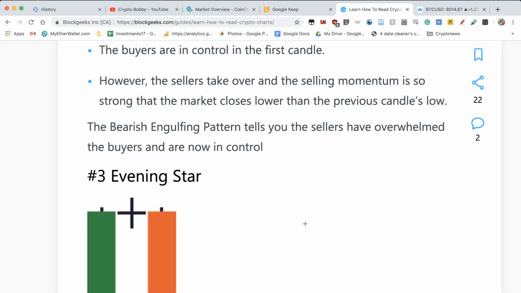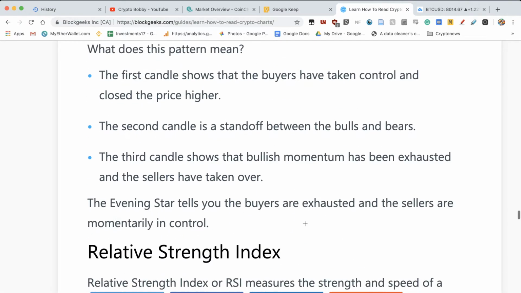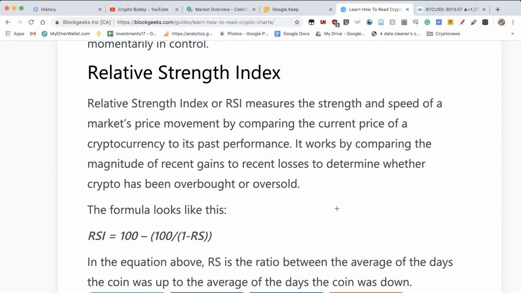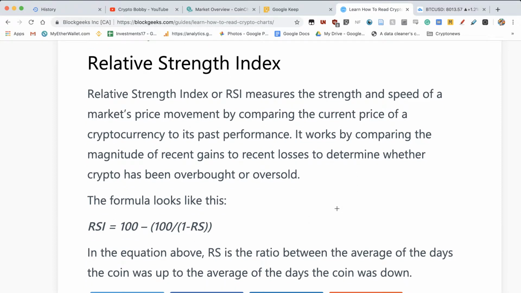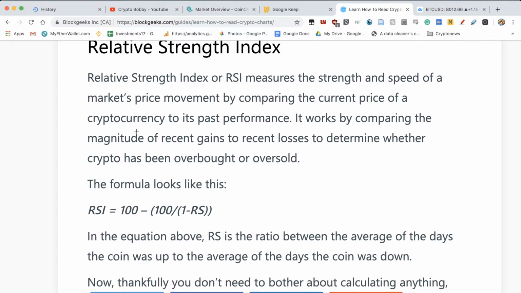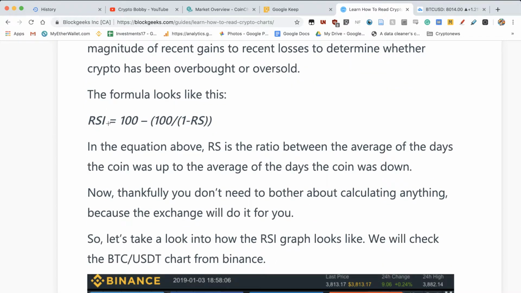Alright, now RSI, Relative Strength Index. I think this is also an important indicator. We're moving away from candlesticks and moving into this index, which measures the strength and speed of a market's price movement by comparing the current price of a cryptocurrency to its past performance. And it works by comparing the magnitude of recent gains to recent losses to determine whether crypto has been overbought or oversold. So here's the formula.